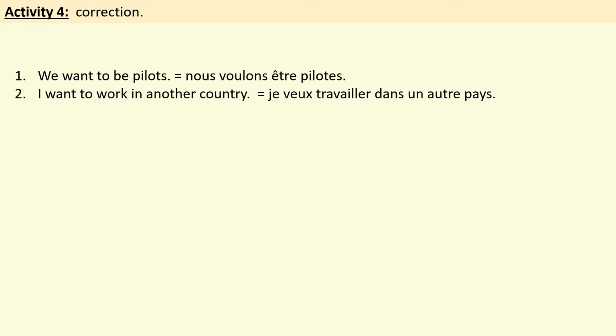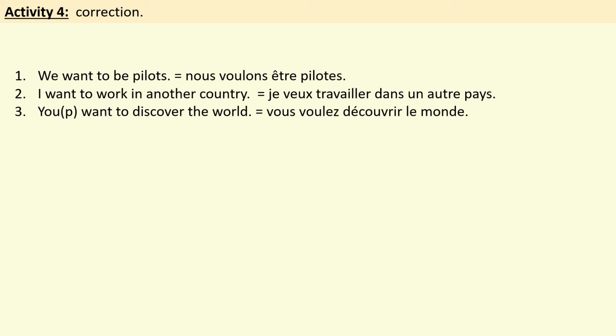Here is the correction. We want to be pilots. Nous voulons être pilotes. Now do not forget to put an S at the end of pilote because it's more than one person. 2. Je veux travailler dans un autre pays. Pays, double check the spelling, it's got a Y and an S. And veux, of course, ends in an X.